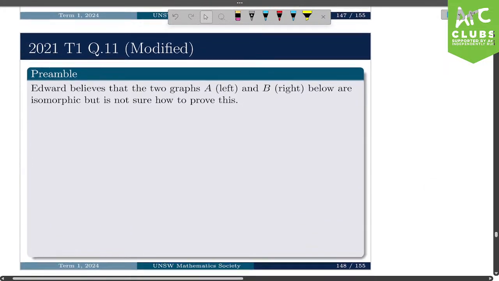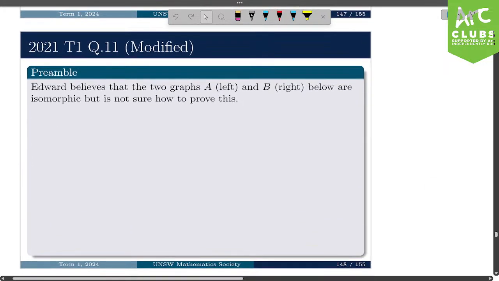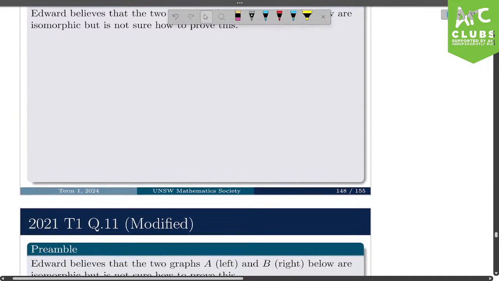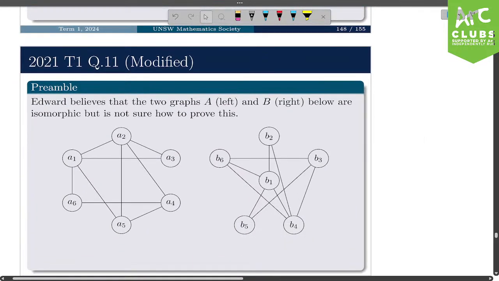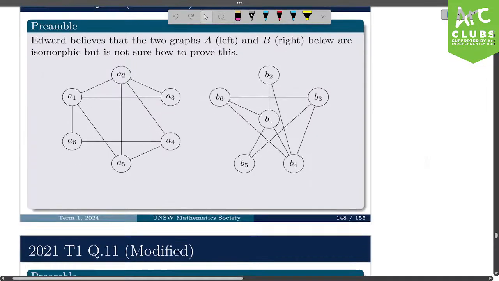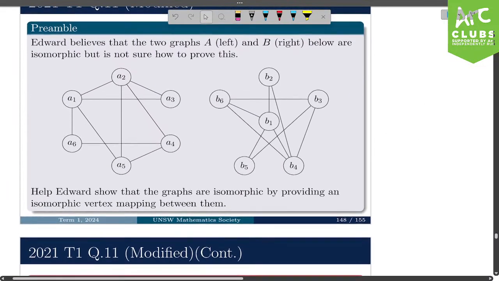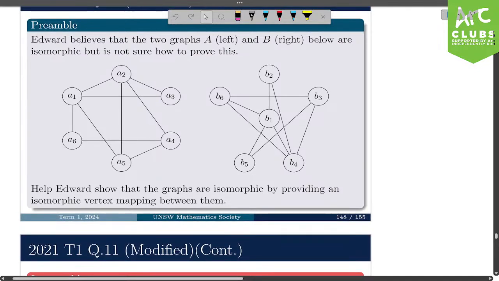Okay, cool. And now we are going to use a question that does not use this property at all. Edward believes that the two graphs, A left and B right below, are isomorphic, but he doesn't know how to prove this. Okay, cool. Help Edward show that the graphs are isomorphic by providing an isomorphic vertex mapping to them.